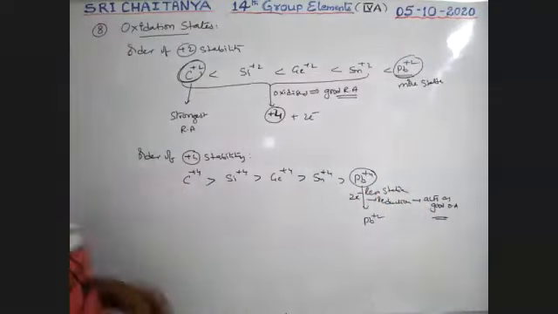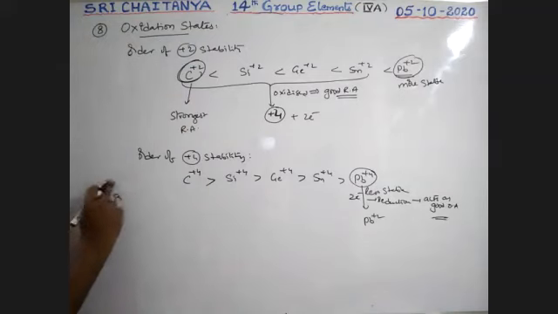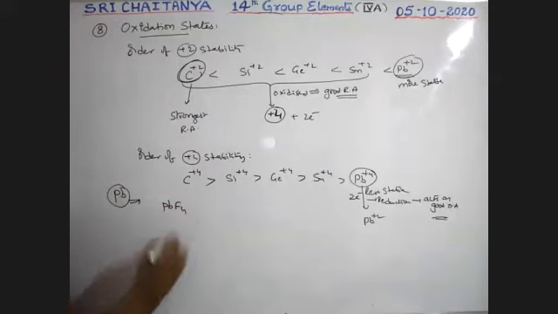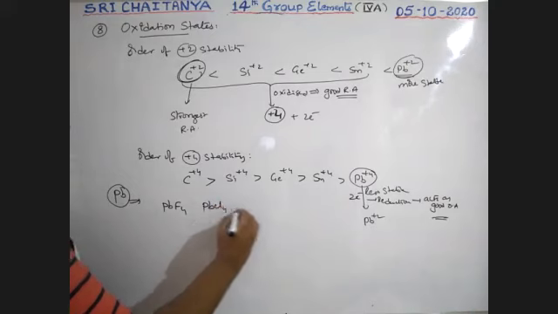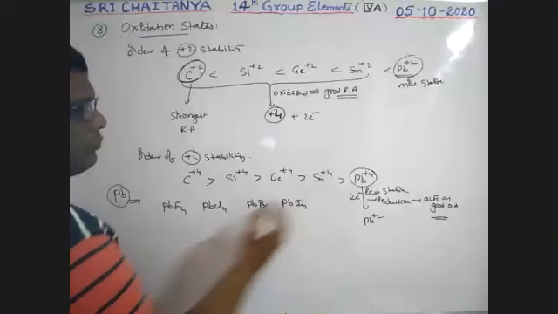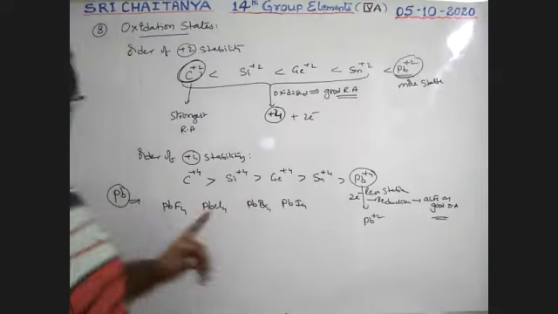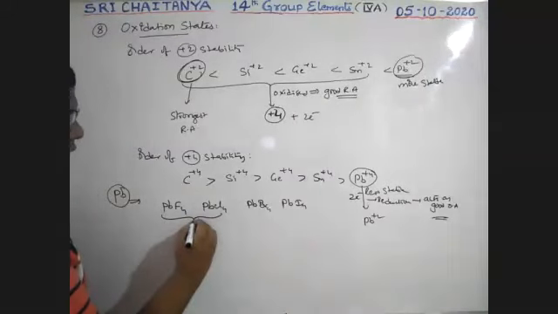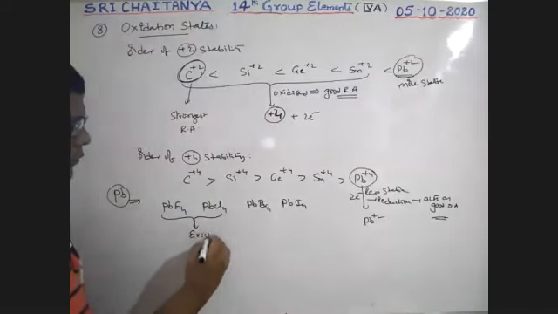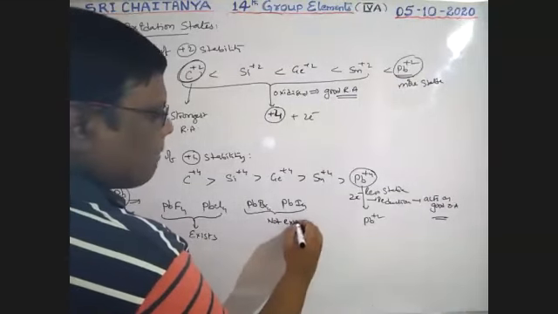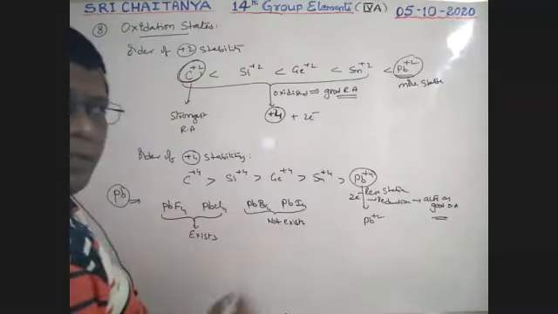But sometimes, I'm explaining about lead. Here Pb, PbF4, PbCl4, PbBr4, PbI4. In all these cases, lead is in +4 oxidation state. But these two compounds exist, and these two compounds do not exist. Why, sir?